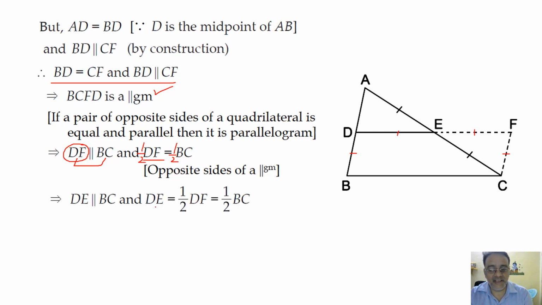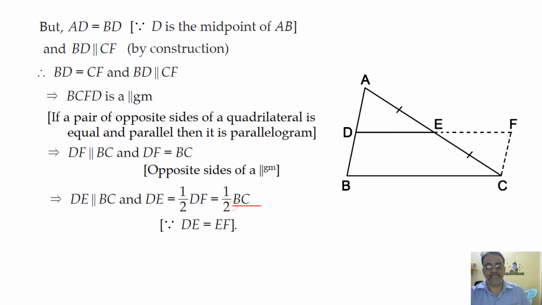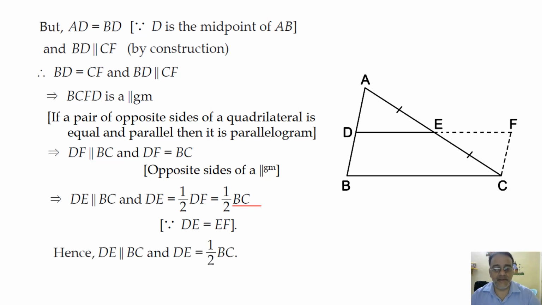Why? Because DE is equal to EF, we proved above. Whether this is clear? Yes, sir. DE और EF दोनों इक्वल है ना, तो DE जो है वो DF का हाफ हो जाएगा. In place of DF, we can write BC. Okay, because both are equal. So hence DE is parallel to BC and DE is half of BC.